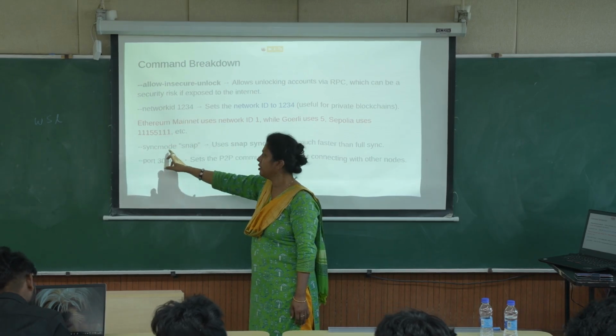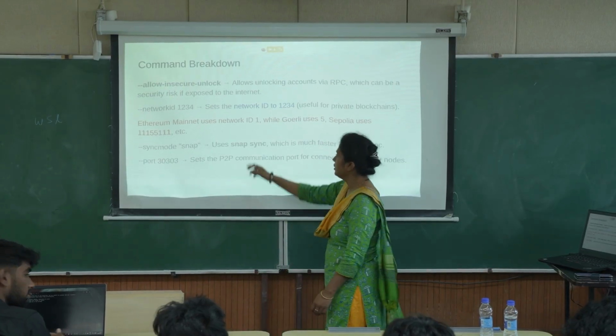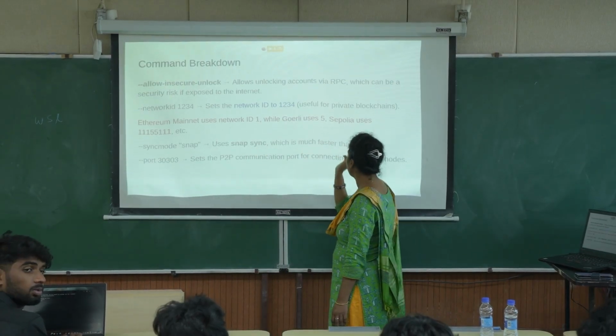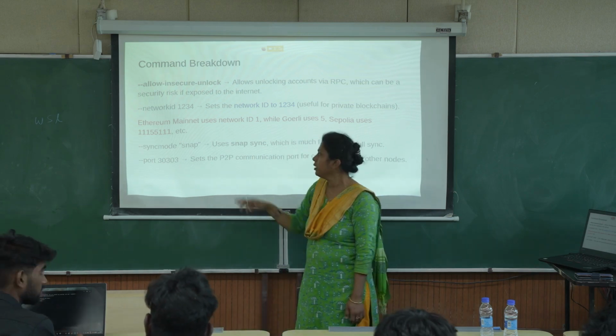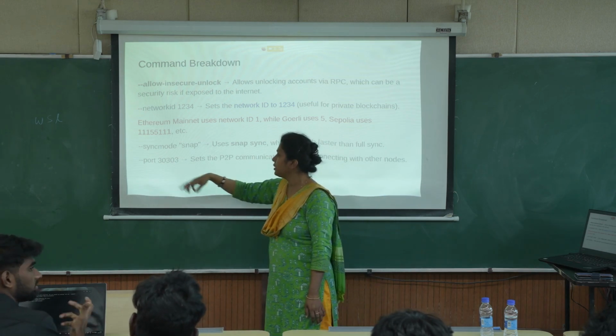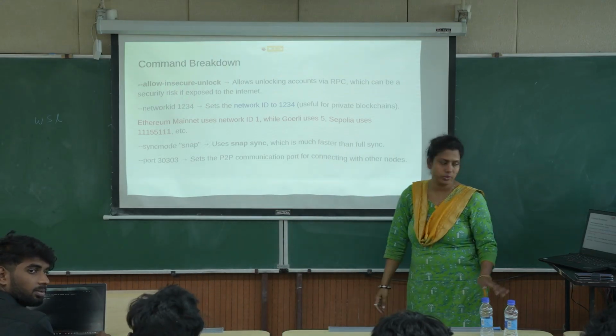Okay, so here I have used 1234. Then you write sync mode snap. Snap sync is much faster than full sync. Full node and snap we will discuss. Okay, so port 30303 sets the peer-to-peer communication port for connecting with other nodes.